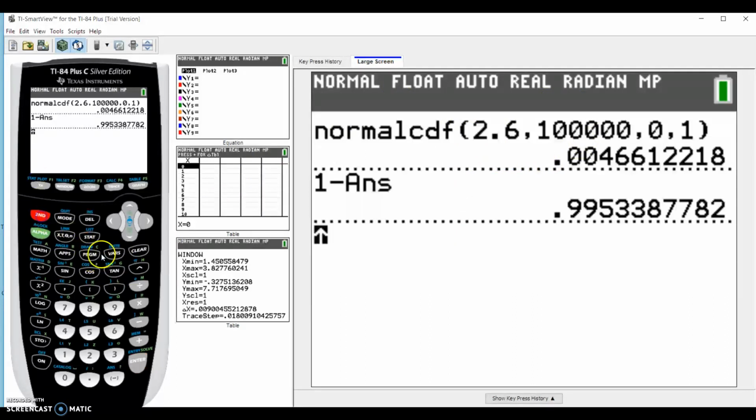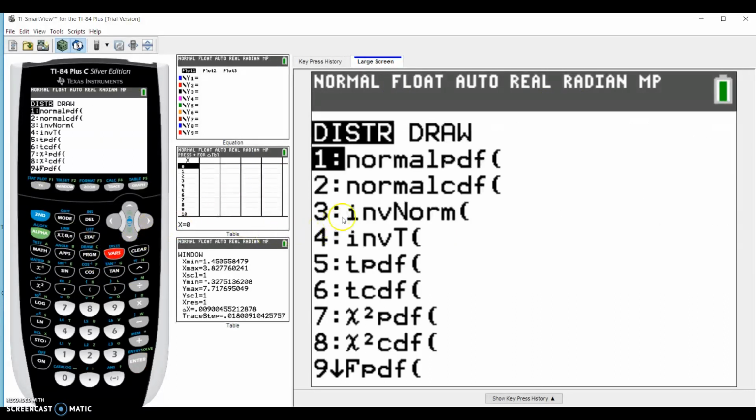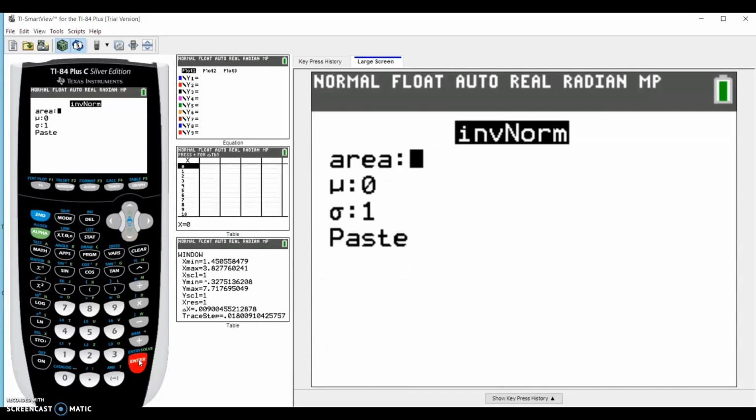If we go back to second vars, then we've talked about normal CDF. Inverse norm is telling us if I give it a probability, it's going to give me the corresponding z value. So if I'm looking at my normal distribution table, this would be like I start out looking in the inside of the table and I'm looking for the corresponding z value. This is useful when you're trying to calculate critical values for a confidence interval.